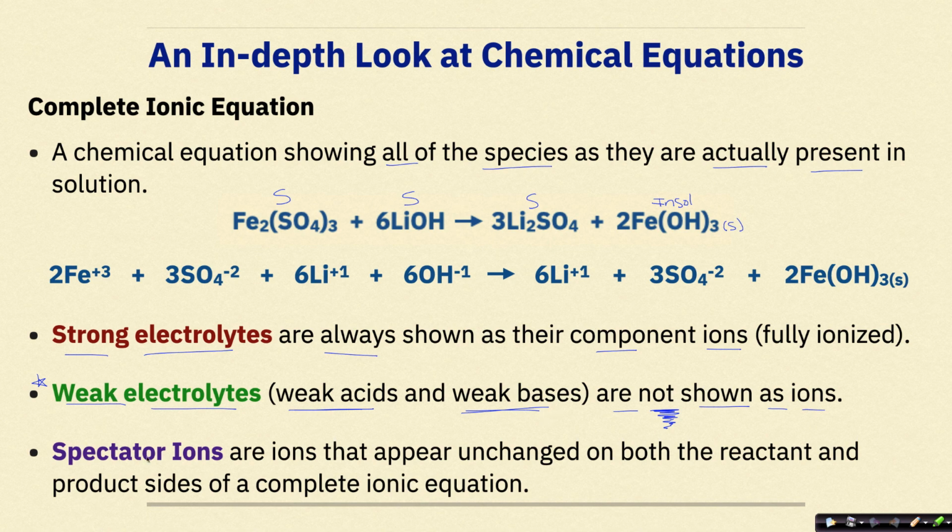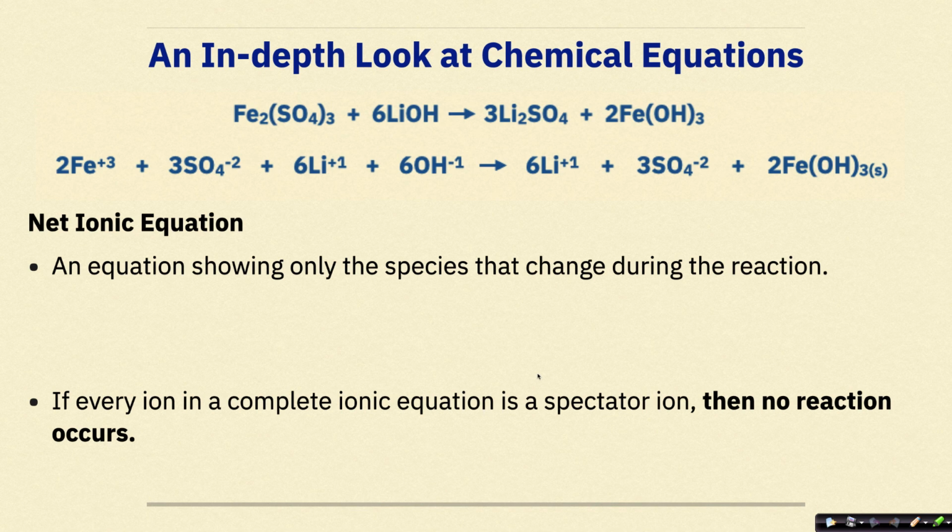Spectator ions are ions that appear unchanged on both the reactant and product side of a complete ionic equation. So if we had to go through here and identify our spectator ions, one would be 6Li plus 1 because it looks like this as a reactant. It looks like this as a product. Another one would be 3SO4 minus 2 because you can see it appears in the exact same way on both sides of the equation.